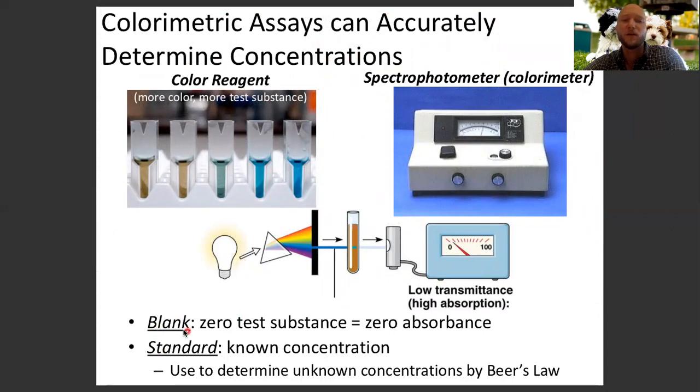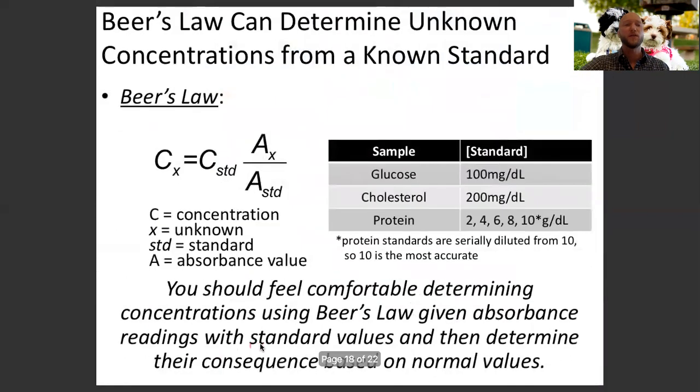Anytime you see an underlined word or a bolded word, you should know about it. So understand what the blank is. Why did we use a blank? Understand what a standard is. It's a sample with a known concentration that we can compare samples with unknown concentration to in order to figure out the concentration of that unknown.